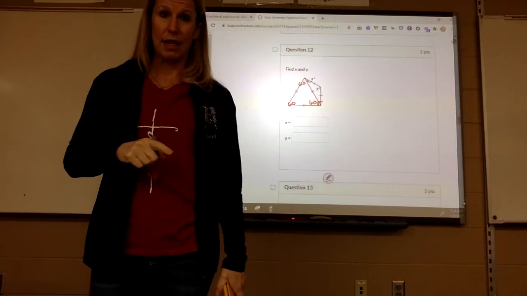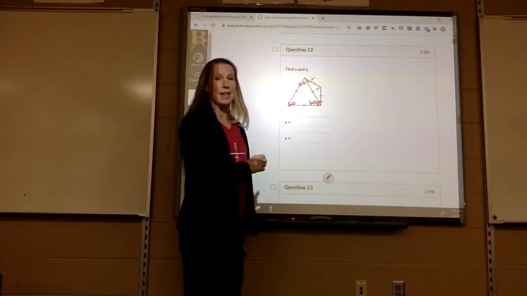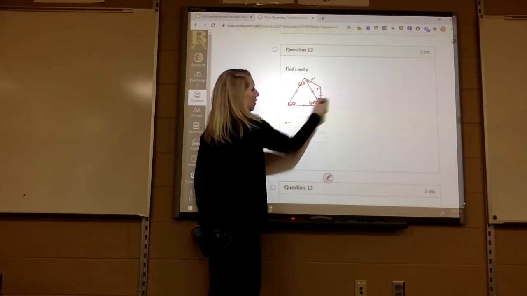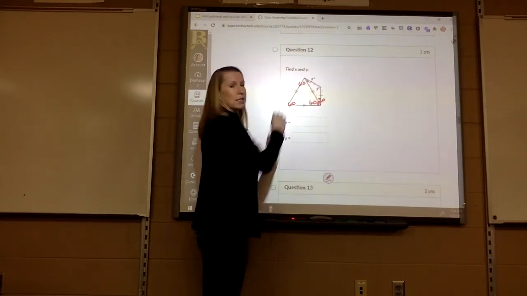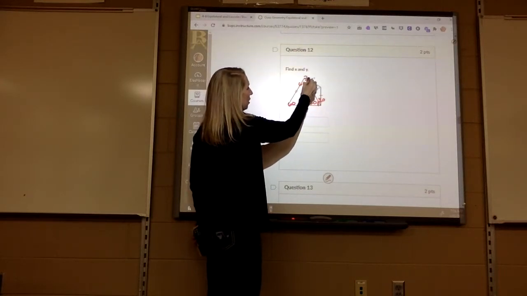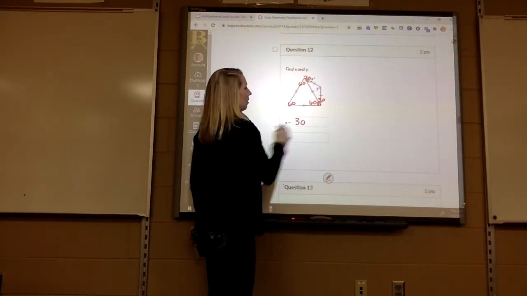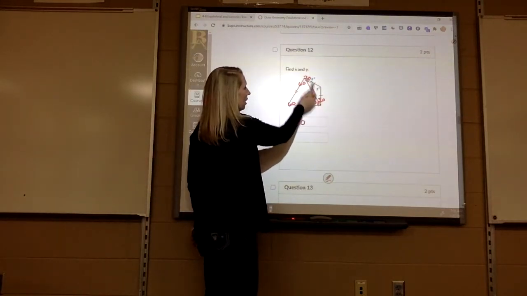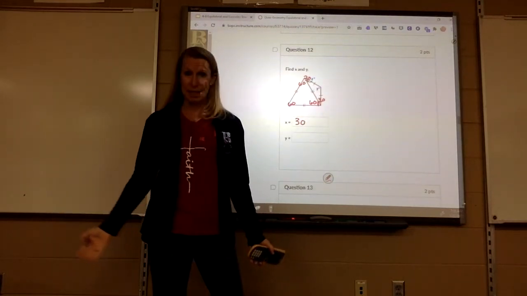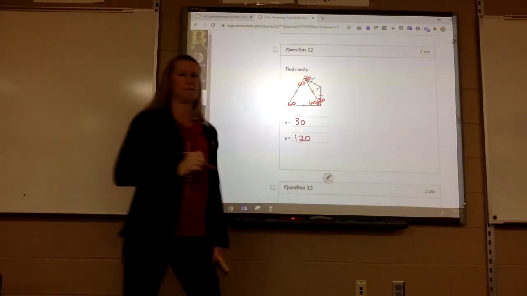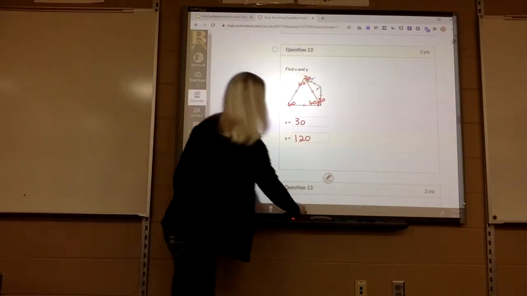That would be 90. So if you know this whole corner is 90 and this part is 60, that's going to make that 30. Well, then you have an isosceles triangle. So if that angle is 30, x has to be 30. So then you can just do 180 minus 30 and 30, or 180 minus 60, and that would be 120. Okay, hopefully that helped.